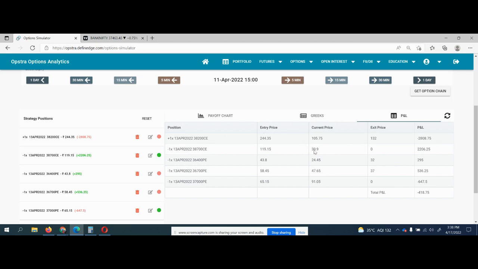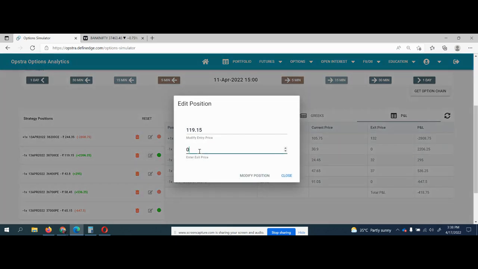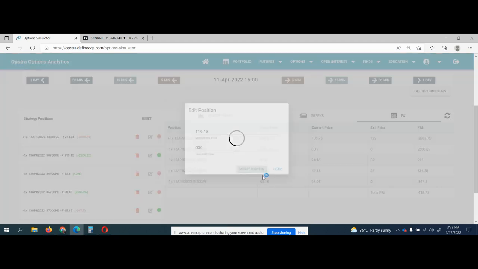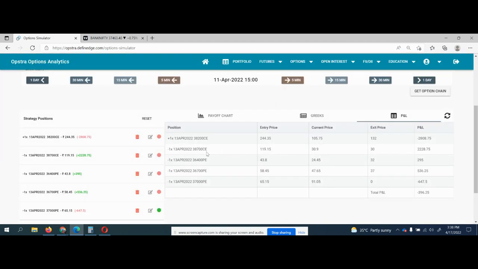Okay, this time I'll just square off the call. Whichever premium is less, we need to square off that particular leg. Throughout the adjustments we have squared off the put leg, but now we have to square off the call, because this is at lower premium. So 119 we will sell at 30. This is the call, right? We are going to square off at 30, and now we have to sell a call close to 91 premium, which is the put premium.